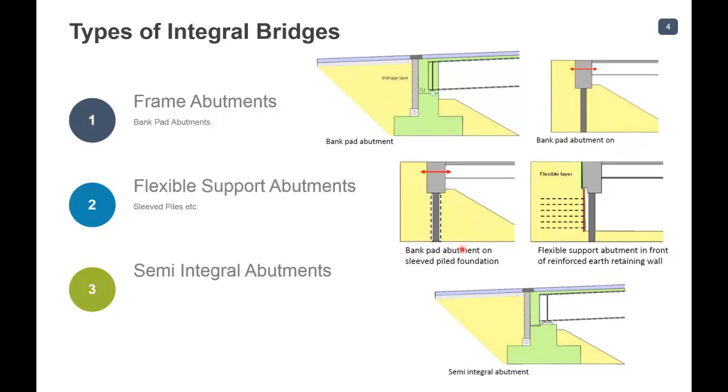Or you can also have sleeved piles. Sleeved piles act as a flexible support which allows movement in the piles. Or you can have the flexible support abutment in front of a reinforced earth retaining wall in this fashion. And you also have semi-integral abutments. You can see in this figure, this is a half integral abutment.